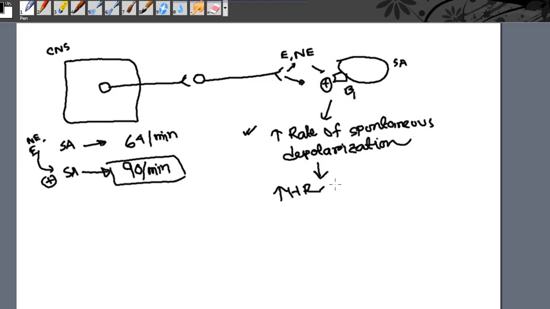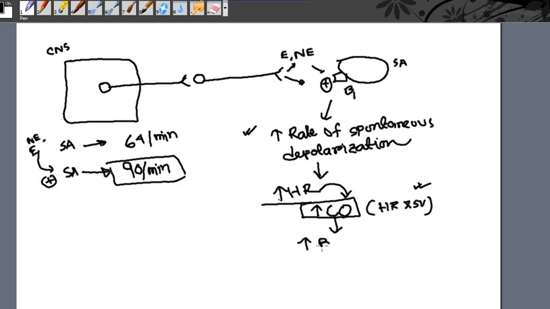And when your heart rate is increased, this leads to an increase in cardiac output, right? Because cardiac output depends on heart rate and stroke volume. So when your heart rate goes up, provided that your stroke volume is constant, your cardiac output will go up. And when your cardiac output goes up, your blood pressure will go up, right? So this is one effect of the stimulation of beta 1 receptor in the SA node, right?